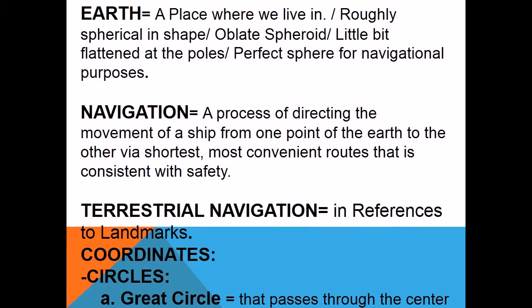Earth, the place where we live in, is roughly spherical in shape, or an oblate spheroid, a little bit flattened at the poles, or a perfect sphere for navigational purposes. Navigation is a process of directing the movement of a ship from one point of the Earth to the other via the shortest, most convenient routes that is consistent with safety.